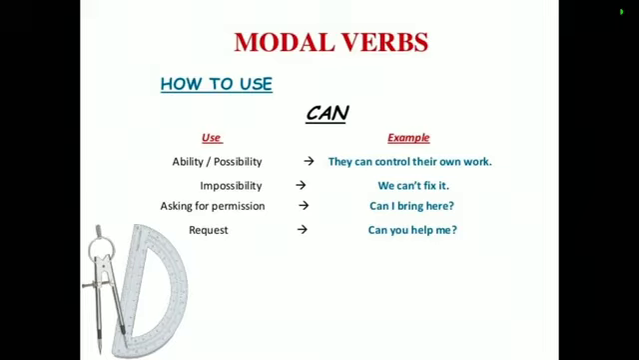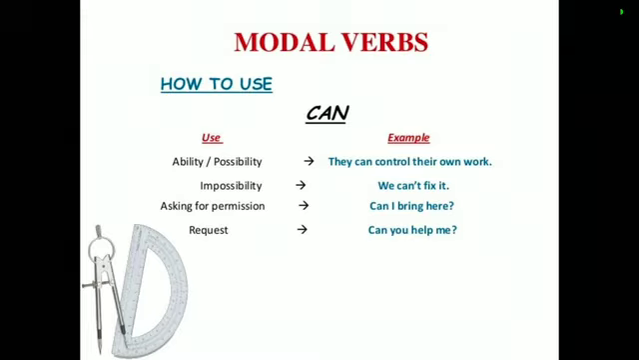So it depends upon ability, possibility, impossibility, asking for permission or request. For example, if you have to frame a sentence as per ability or possibility, then you could use a modal in such a way, like, they can control their own work. So here can is a modal verb. In the same way, for impossibility, you can use a sentence like, we can't fix it. So here can't is a modal.